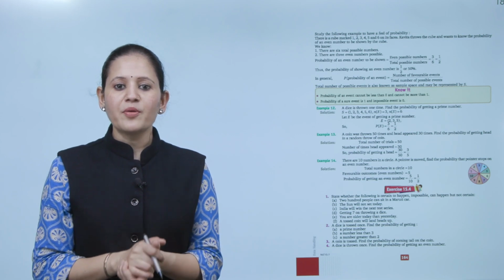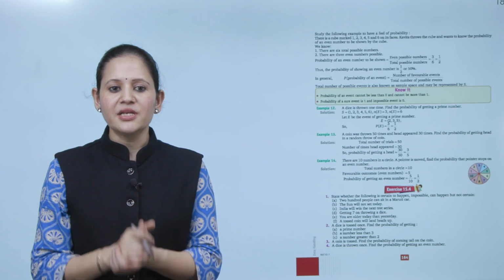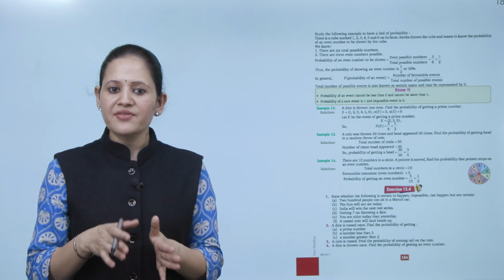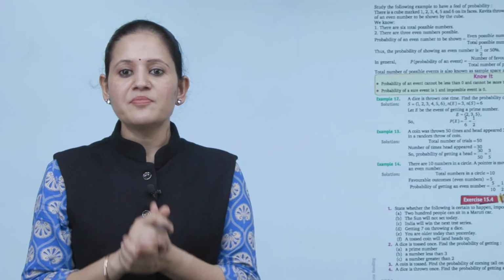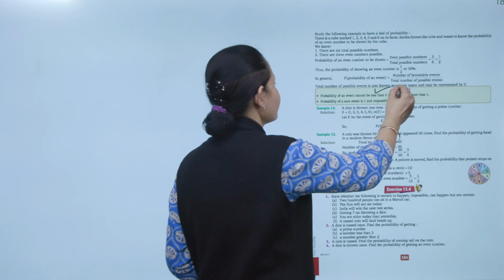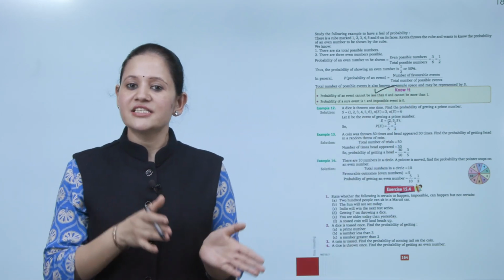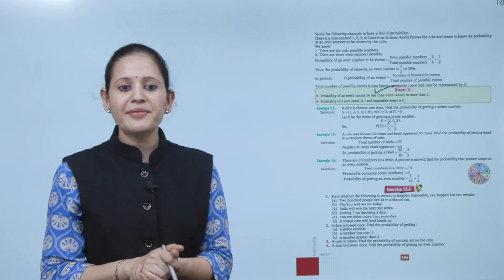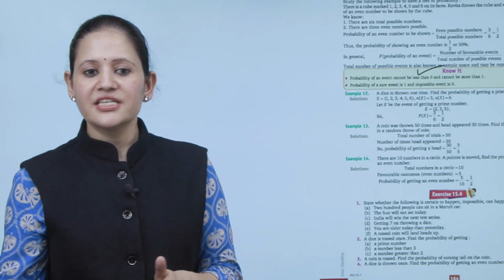In general, probability equals the number of favorable events upon the total number of possible events. The total number of possible events is also known as the sample space, which may be represented by S. Next is know it. The probability of an event cannot be less than 0 and cannot be more than 1. The probability of a sure event is 1 and of an impossible event is 0.